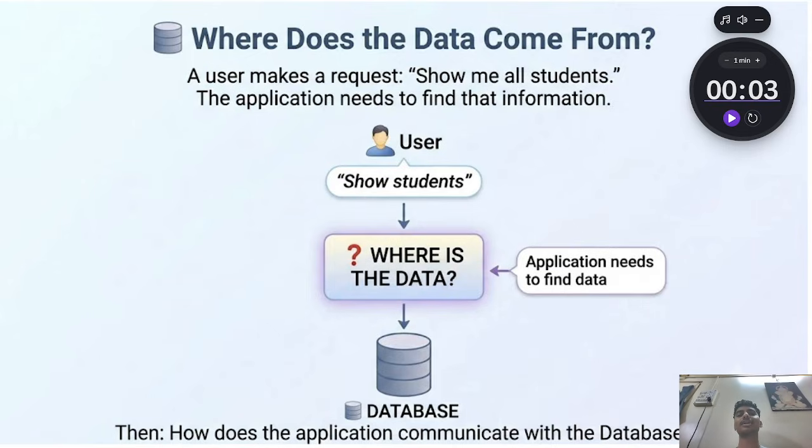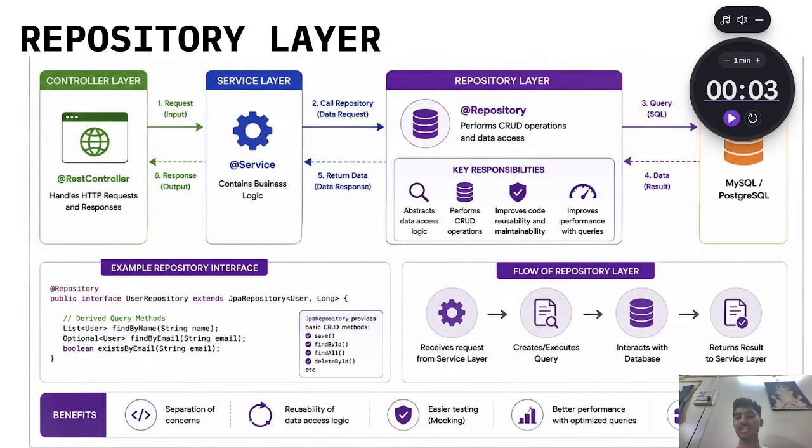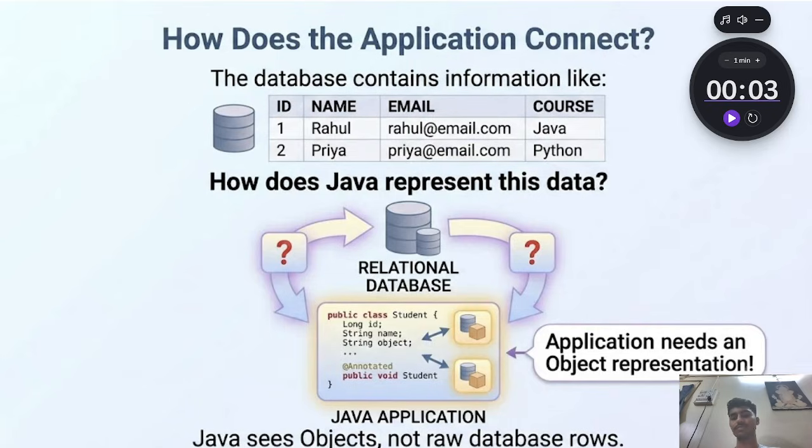Now, where does the data come from? A user makes a request: show me all the students. The application needs to find that information, right? Then this data comes from a database, which has been directly linked to the repository layer. The repository layer performs the CRUD operations and data access, which the service layer uses to provide it to the controller layer and to the client. And here is the architecture you can see.